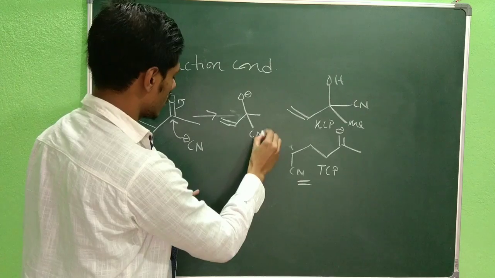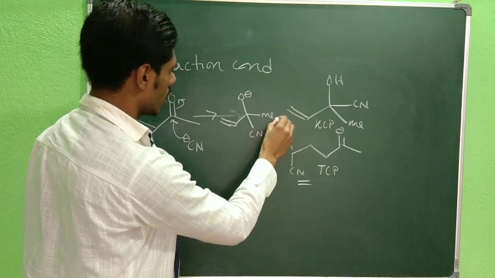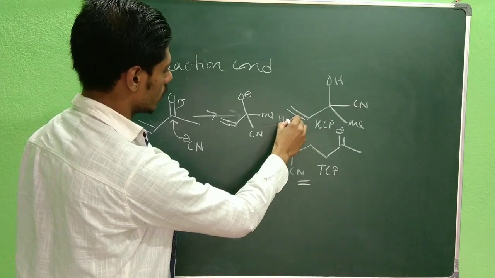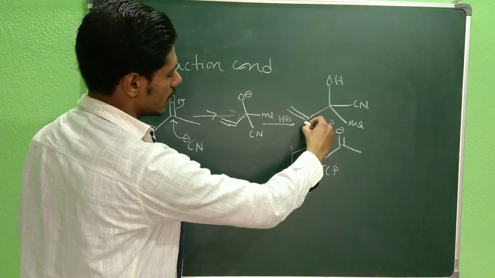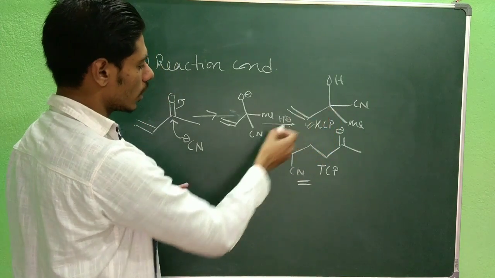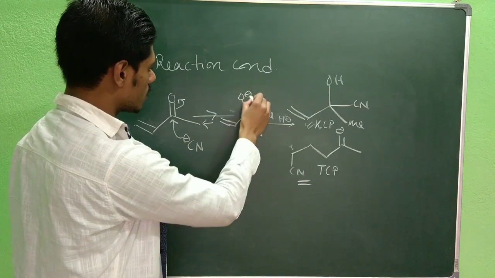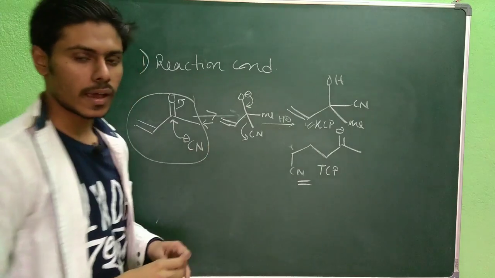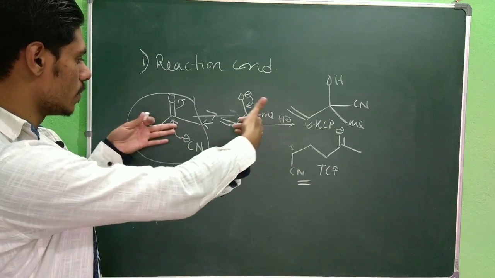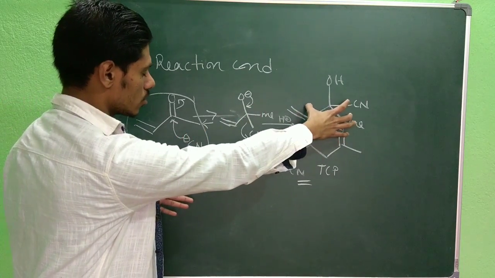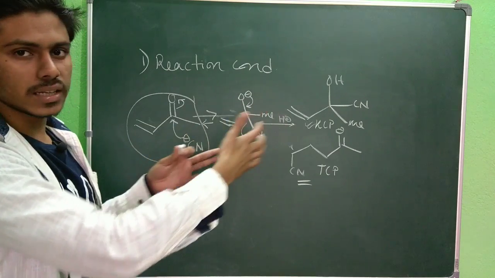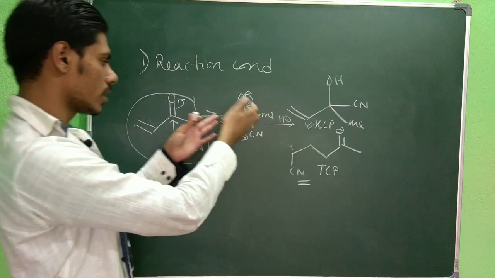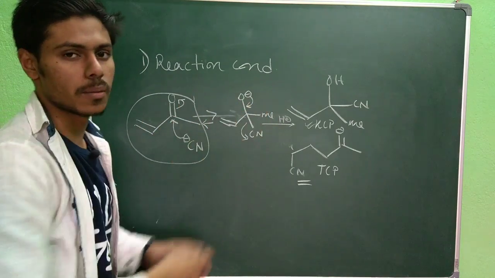Here you will have cyanide and here you will have methyl. Now this tetrahedral intermediate, after protonation on this oxygen, can give this KCP, the kinetically controlled product, or it can also collapse back to give you the starting material, right? So this reaction is in equilibrium. This KCP, kinetically controlled product, and this starting material are in equilibrium. That is, this tetrahedral intermediate can either go in this direction or in this direction. So this is in equilibrium.